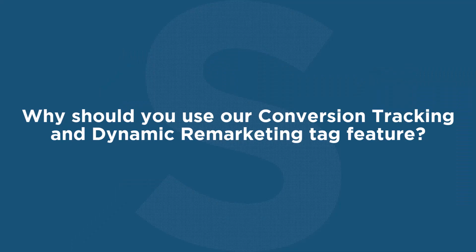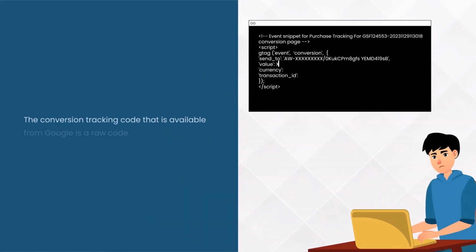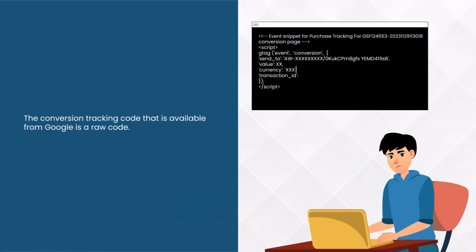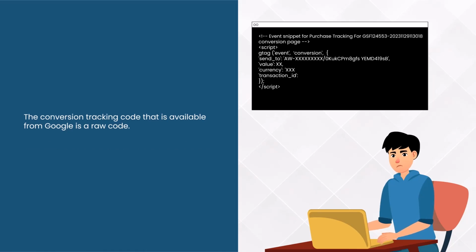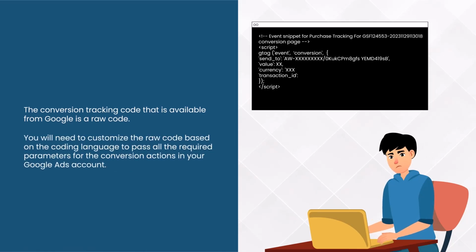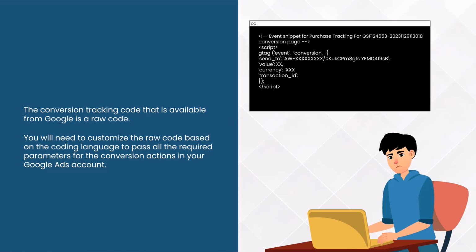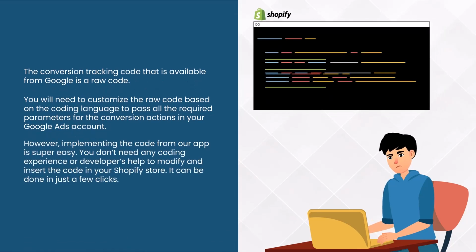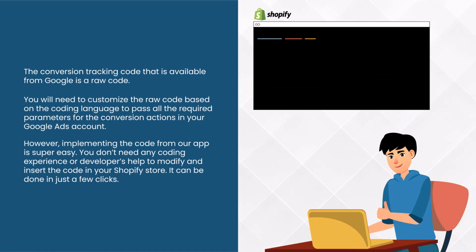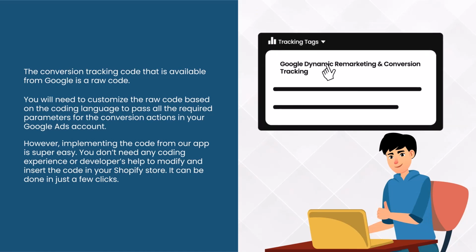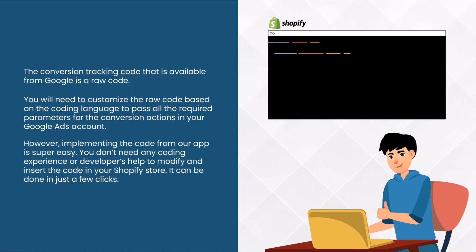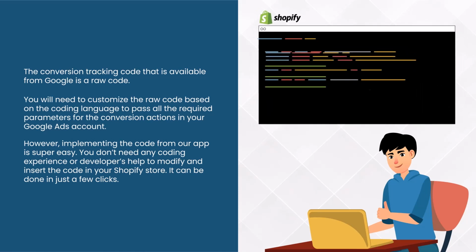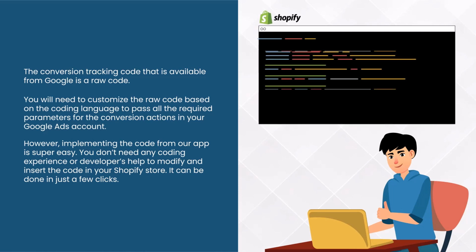Why should you use our conversion tracking and dynamic remarketing tag feature? The conversion tracking code that is available from Google is a raw code. You will need to customize the raw code based on the coding language to pass all the required parameters for the conversion actions in your Google Ads account. However, implementing the code from our app is super easy. You don't need any coding experience or developer's help to modify and insert the code in your Shopify store. It can be done in just a few clicks.